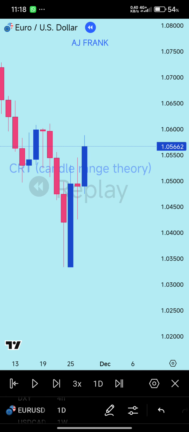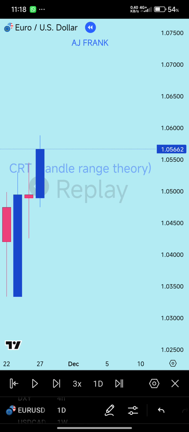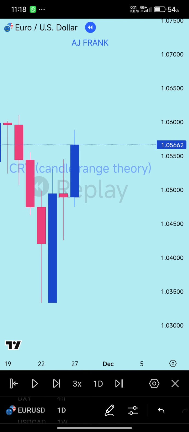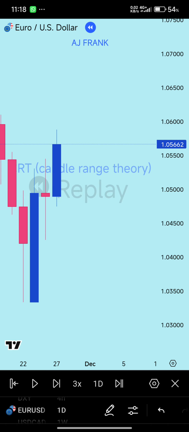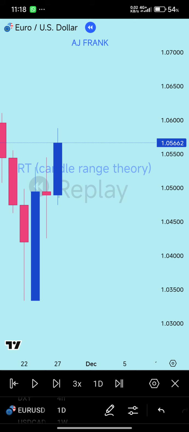So the first thing you need to do if you are trading candle range theory is to find a specific candle in a higher time frame. It can be 1 hour time frame, it can be 4 hour time frame, it can be daily time frame, it can be weekly time frame. But in this video I'll be using daily time frame because that's what I normally use. I prefer using daily time frame, so it wouldn't take that much time.